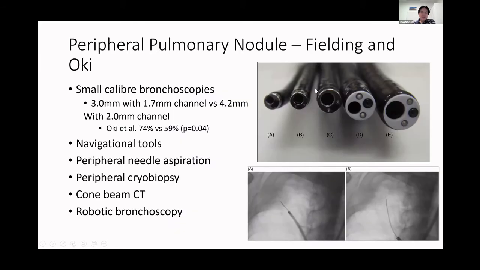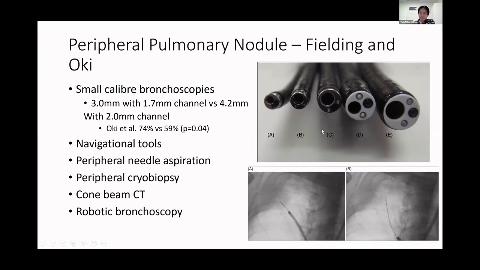So there was a very good review article by Fielding and Ockey in Respirology this year, looking at how you might reach it with a bronchoscope. Bronchoscopes have slowly developed in technology. They're now able to make quite small bronchoscopes with a fairly decent working channel. The smallest one with a decent working channel would be the 3mm with a 1.7 channel, so you can pass radial probes or biopsy forceps down them. The one that I tend to gravitate to is the 4.2 with a 2.0mm channel.